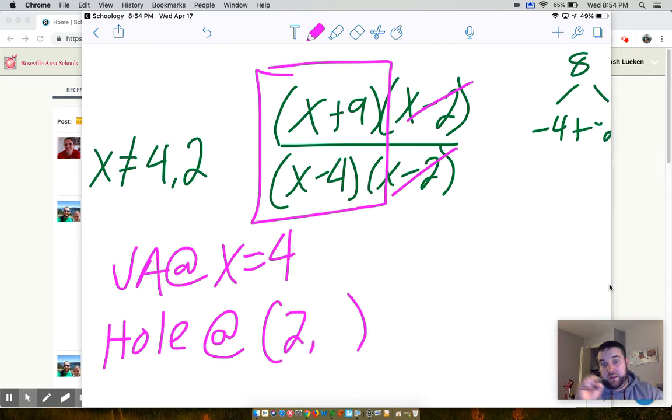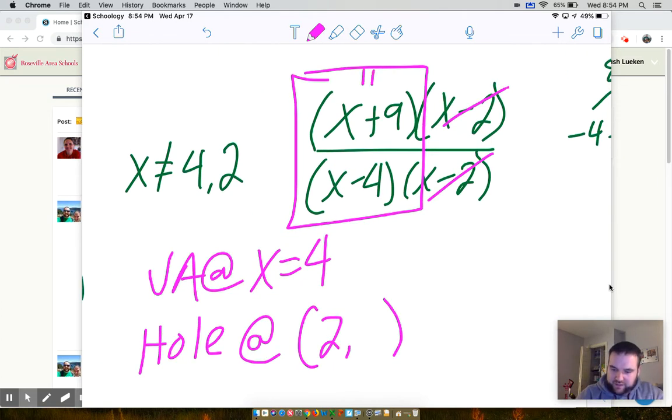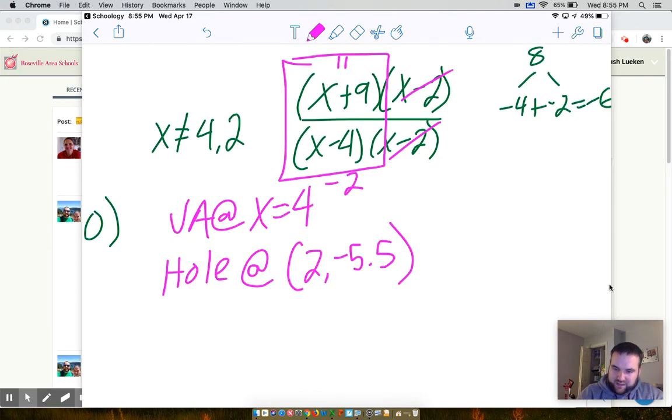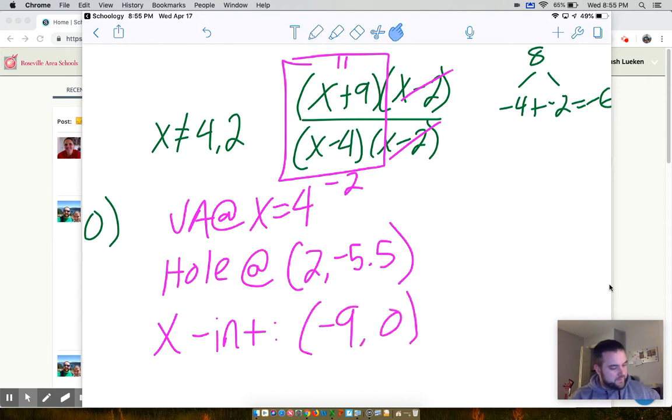And to find that something, I'm going to take 2 and plug it into both those x's. This would end up being 11 on top and -2 on bottom, if I plug in 2 to both x's. And 11 divided by -2 would give me -5.5. So that's the hole in the graph. And again, this was not asked of us, but the x-intercept is what makes the numerator 0, and that is -9. So there's all that fun stuff.